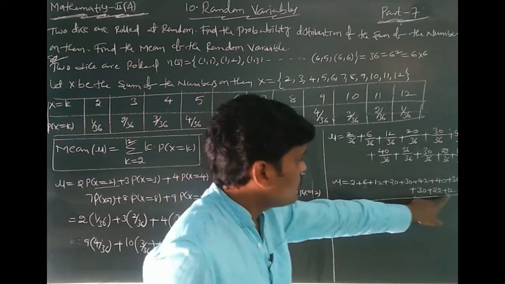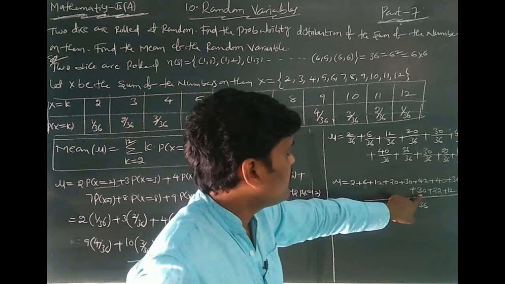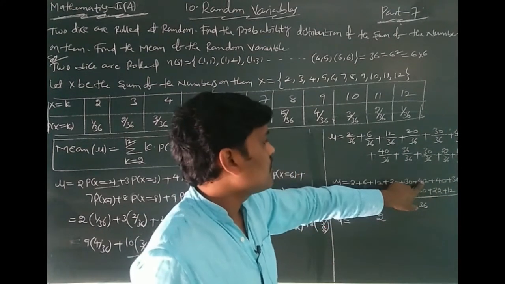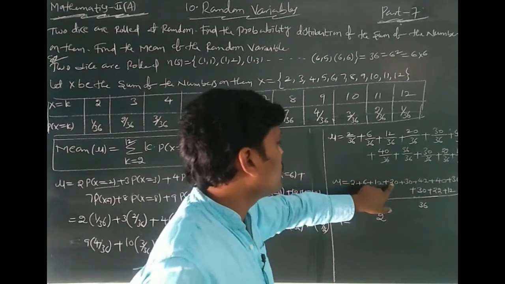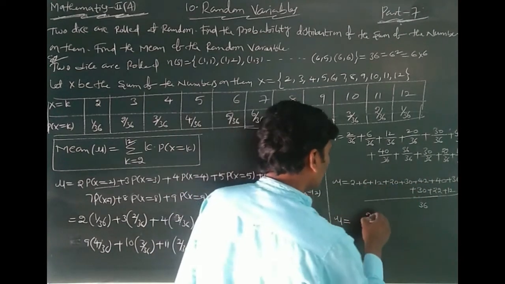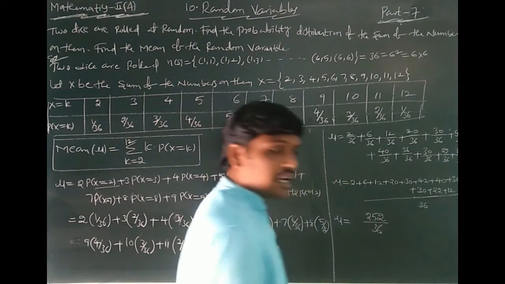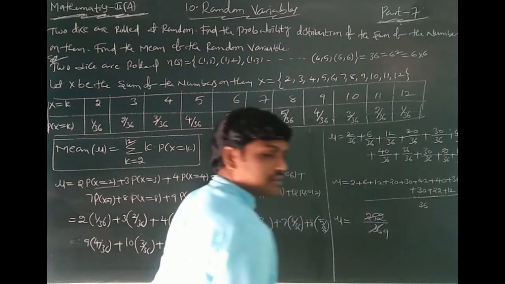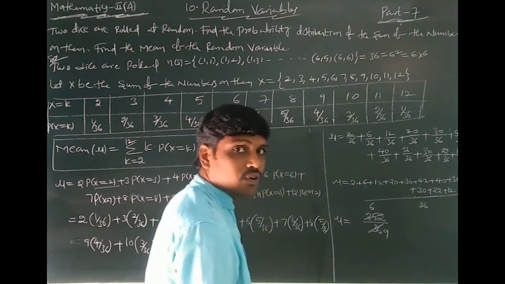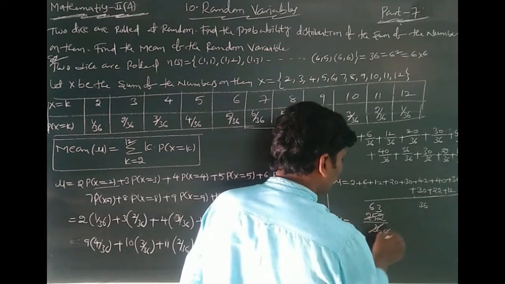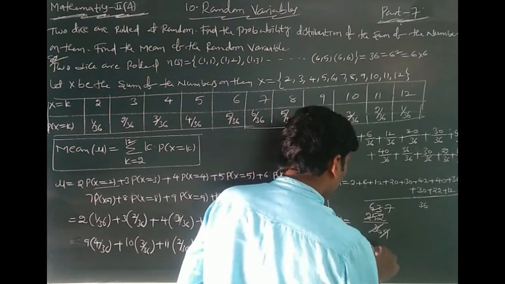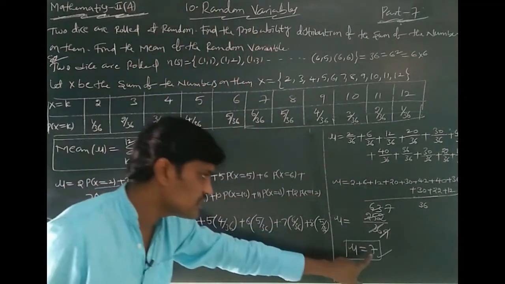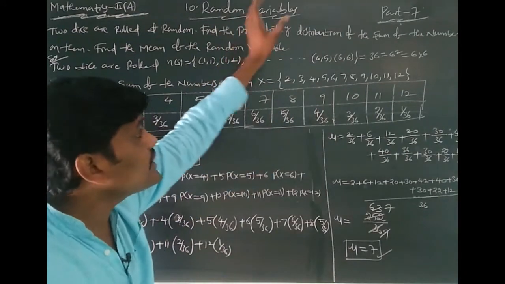2 is there. 2 plus 1 is 3, 3 plus 2 is 5, 5 plus 3 is 8, 8 plus 3 is 11, 11 plus 4 is 15, 19, 22, 24, 25. So 252 by 36. Cancelling or not? Check. In the 4 table, 4 9s are 36, 4 6s are 24, remaining how much? 4 3s are 12, 9 1s are 9, 7s are 7. The mean value is 7. This probability distribution mean is equal to how much? 7.